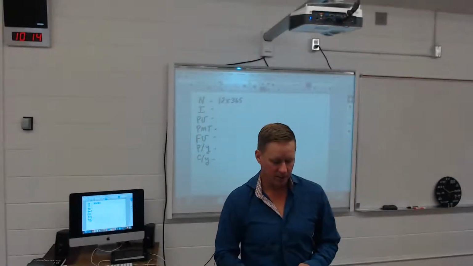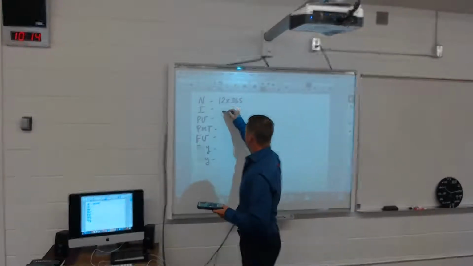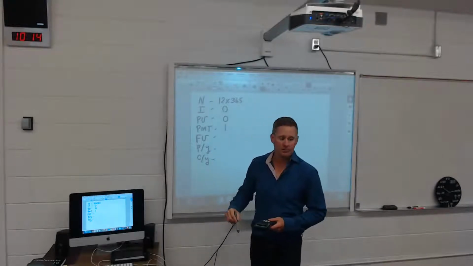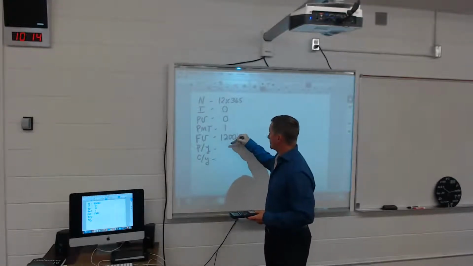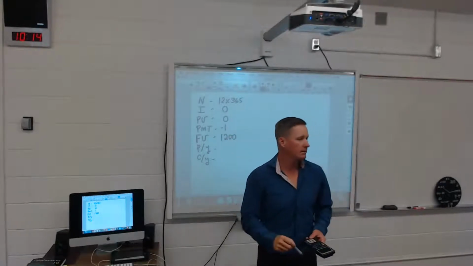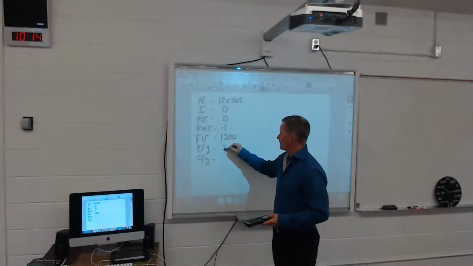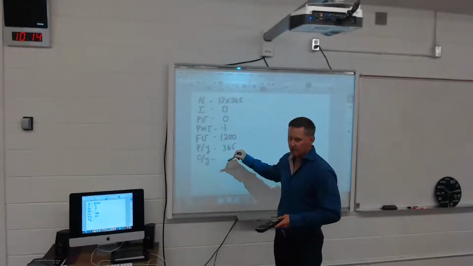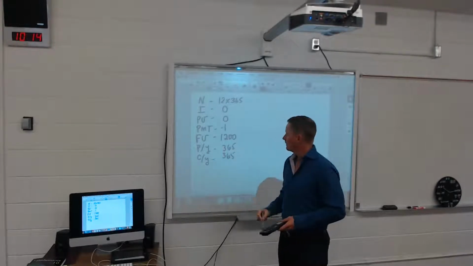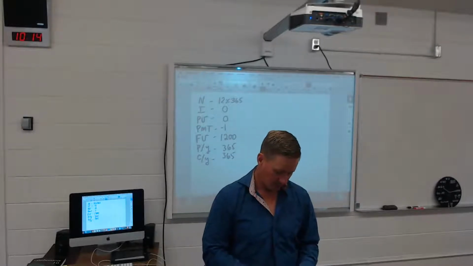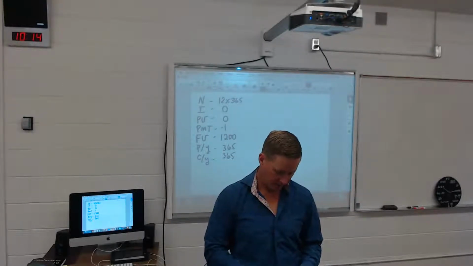I'm just gonna change my interest rate to 0 for a second because that's what I'm actually looking for. My present value is 0. My payments are $1. My future value that wants to grow is $1,200. So my payments minus 1. My payments per year is 365, and my compounds I think is also daily, isn't it? Yeah. So let's go through and see what we get here. Minus 1, future value is 1,200, 365, 365.